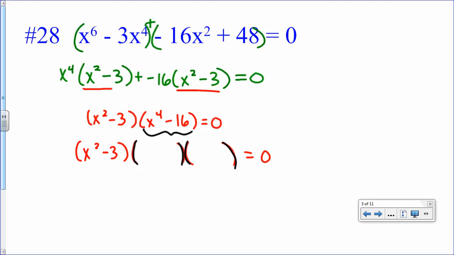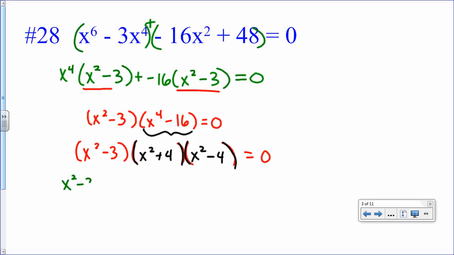So the square root of x to the fourth is x squared, and the square root of 16 is 4, so x squared plus 4 times x squared minus 4. I know I can make linear factors here, but I don't need to do that. Since I have all quadratic factors now, I could go ahead and do the zero product property. Set each piece equal to 0.